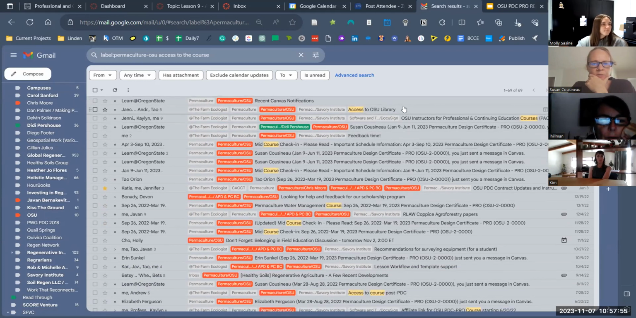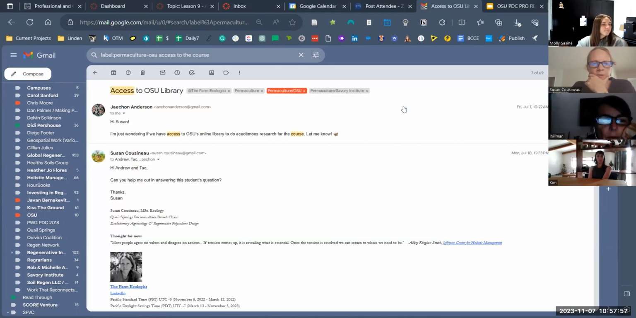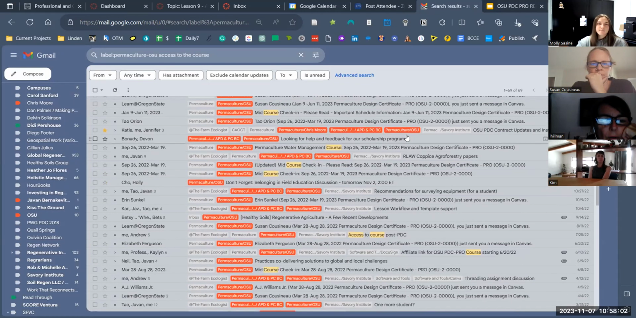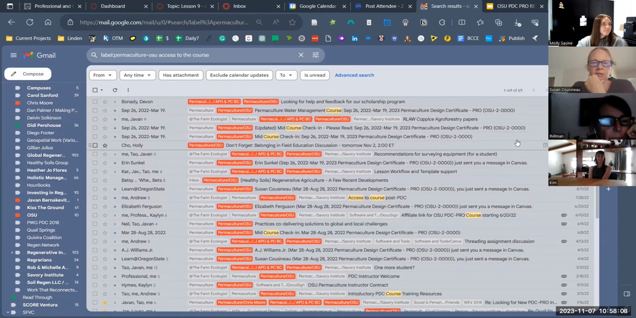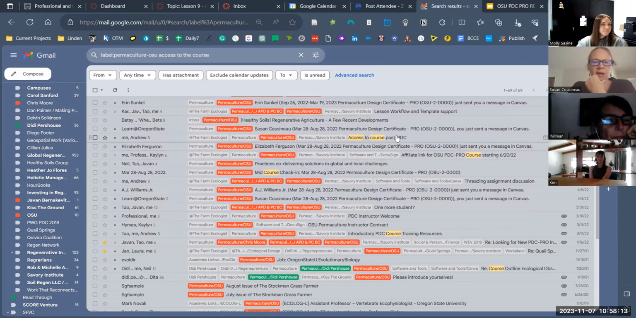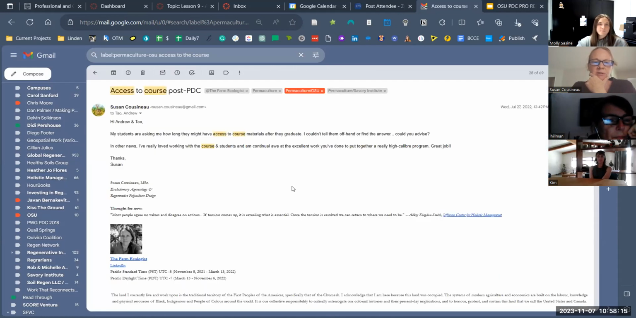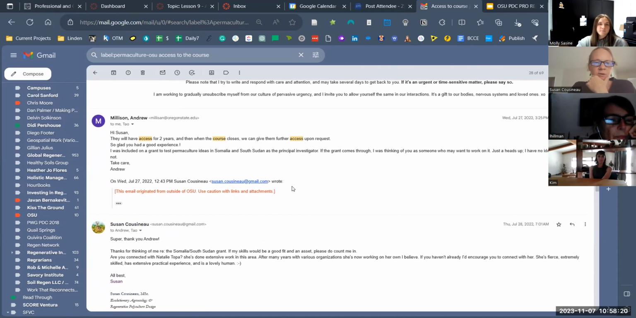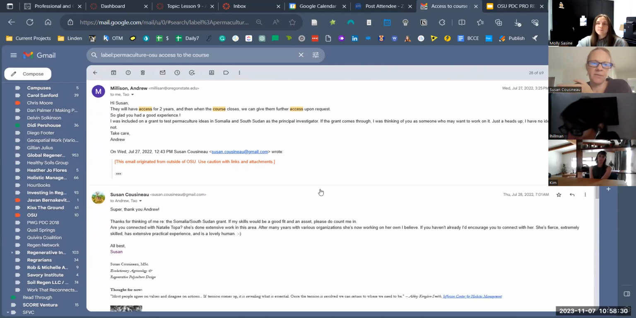Access to the OSU library? No. The reason I'm looking for this right now is because the answer did change. Access to the course PDC, this is from a year ago. So they will have access for 2 years, and then when the course closes, we can give them further access upon request. So if your 2 years is up, then you could extend that.